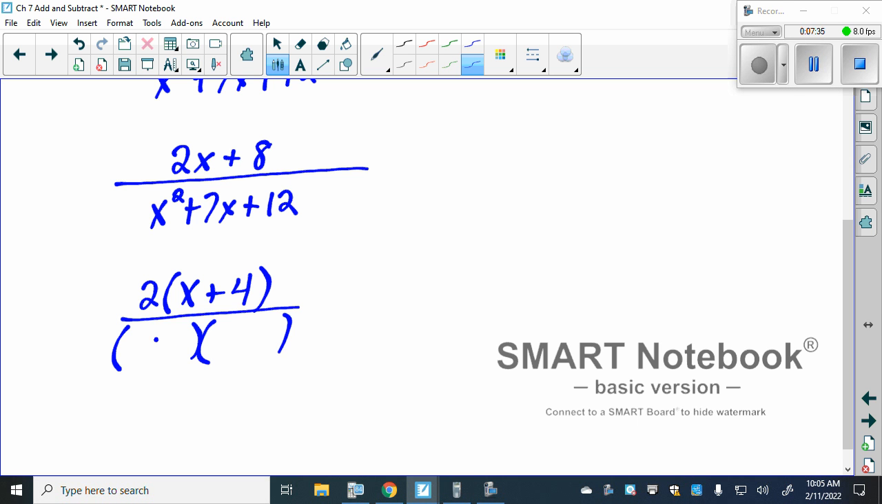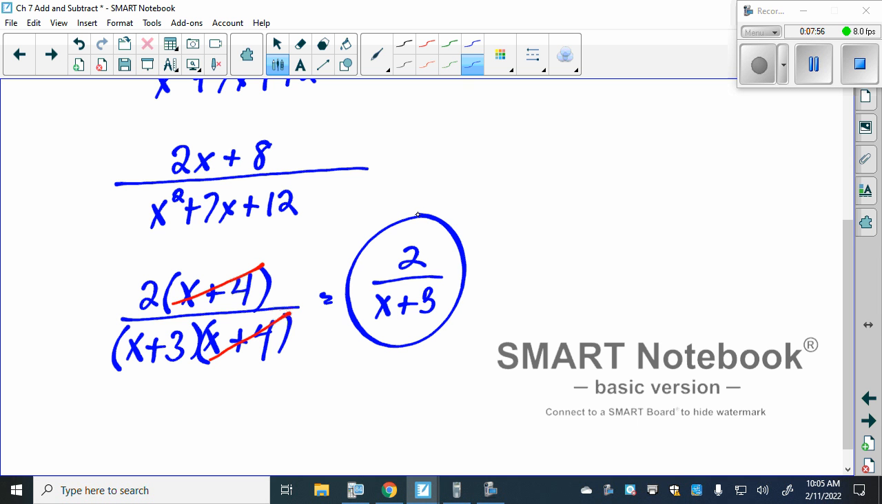Yes, because the signs would be the same, both plus. We would get x and x, and it works out that it is 3 and 4, which means the x plus 4 and x plus 4 cancels, giving us 2 over x plus 3. And that's it. Any questions over any of this here? Are we ready for the next one?